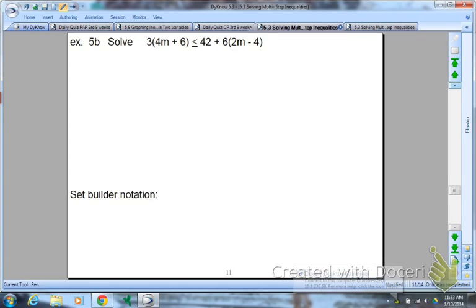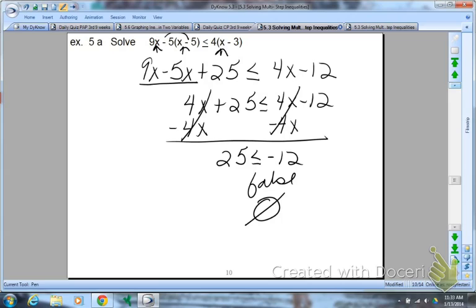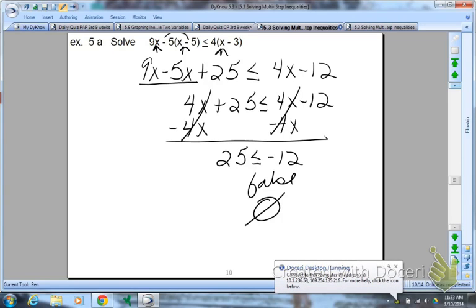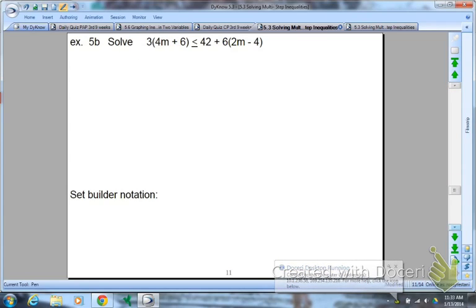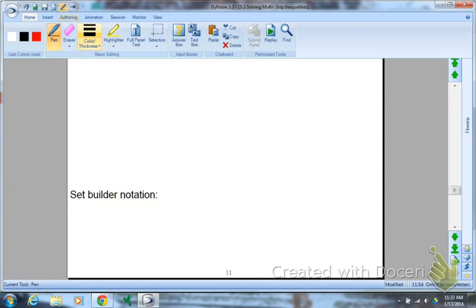And when you have no solution, is there anything to graph? No, there's nothing to graph. So that's the problem that you don't have to graph. When you get a no solution, you don't have to graph that one. Okay. Example 5b, copy that down.